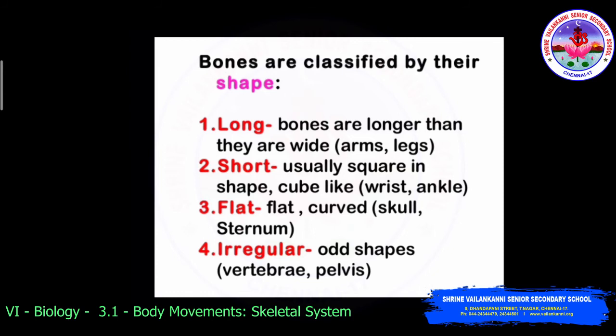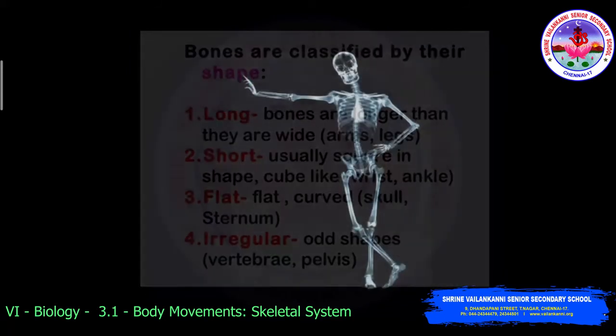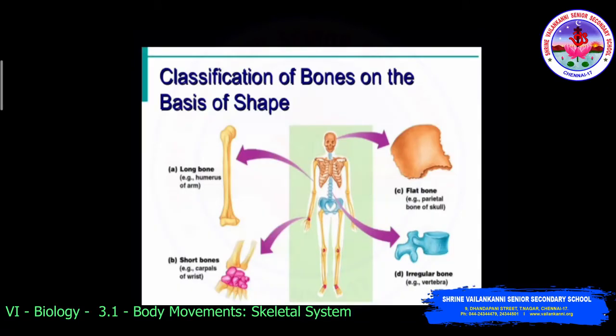Irregular bones. The shape is irregular, so it doesn't have any particular shape. It is meant for odd shapes, like the vertebrae or pelvis. Classification of bones on the basis of shape. Here in this picture you can see the long bone, humerus of the arm; short bone, carpals of the wrist; flat bone, parietal bone of the skull; irregular bone, vertebrae. So this picture gives you a full visualization of the classification of bones.